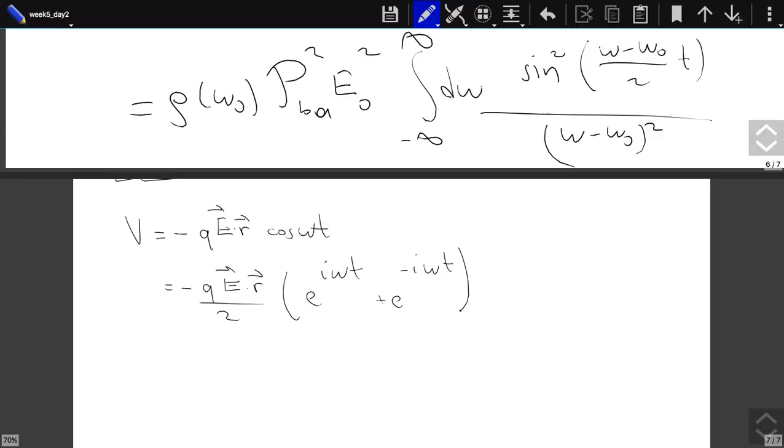Now, what we call the second quantization is that we replace this thing, in a sense, by minus q, with some suitable coefficients, times a dagger e to the power i omega t plus a e to the power minus i omega t. These a and a dagger operators are what we call the photon creation and annihilation operators.